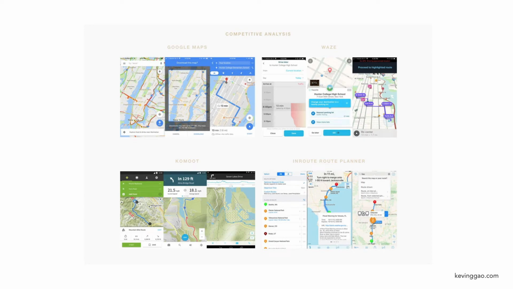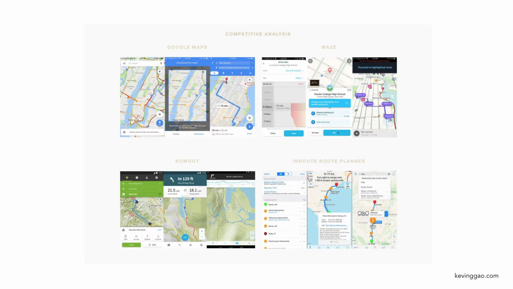Here's another part of understanding your problem space, and this is competitive analysis. Competitive analysis is basically looking at similar products, apps, experiences, services, the thing that you're trying to create, and just observe what is already out there in the world and seeing where the pros and cons are.